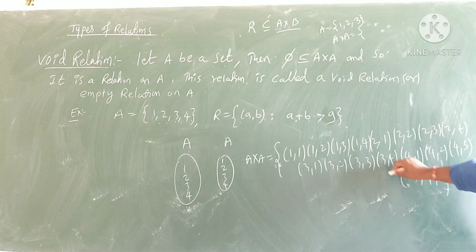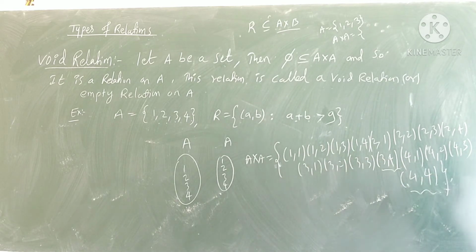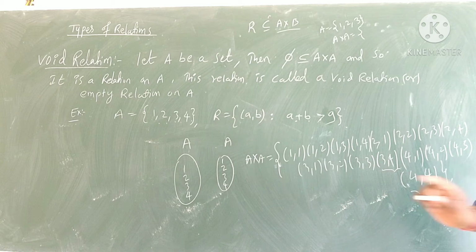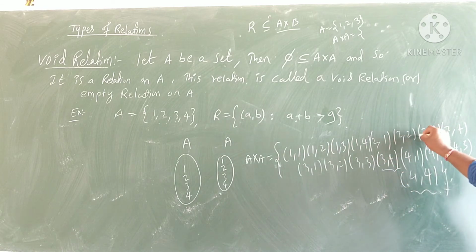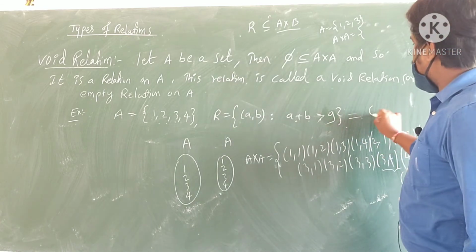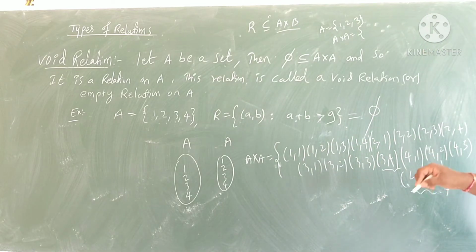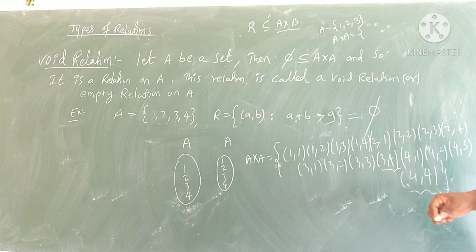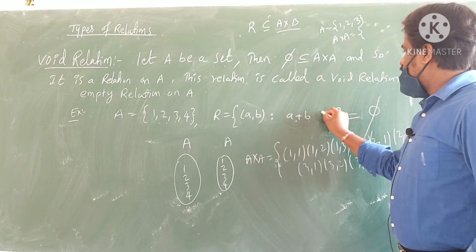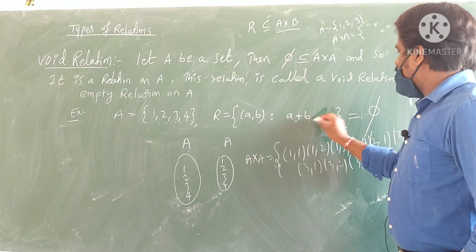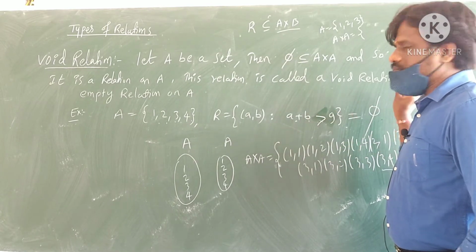If you add any of these, 3 plus 4 is 7, 4 plus 4 is a maximum of 8. If I say a plus b greater than 9, I am not getting anything in this. So this relation is an empty relation. Such a relation is called an empty relation or void relation.